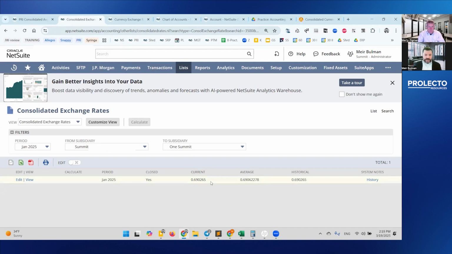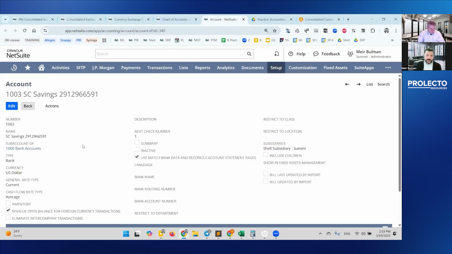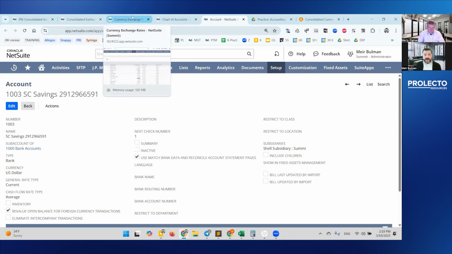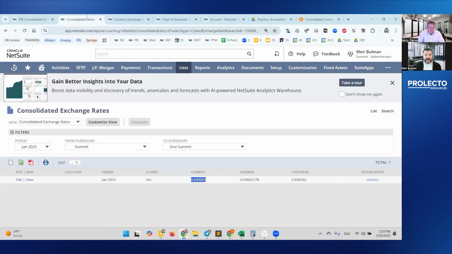The important thing to note about the current rate, as opposed to the other rate types, is this is valuing the entire balance of whatever account is being valued that way, in whatever period it is. So if we go back to that bank account, it's going to take whatever the balance is as of Jan 31, the period end, and translate that entire amount using this current rate. So it's not using each month's movement. It's not looking at activity. It's looking at balance. Balance really means inception to date.